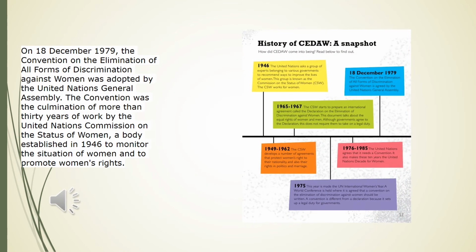On the 18th of December 1979, the Convention on the Elimination of All Forms of Discrimination Against Women was adopted by the United Nations General Assembly. The Convention was the culmination of more than 30 years of work by the United Nations Commission on the Status of Women, a body established in 1946 to monitor the situation of women and to promote women's rights.